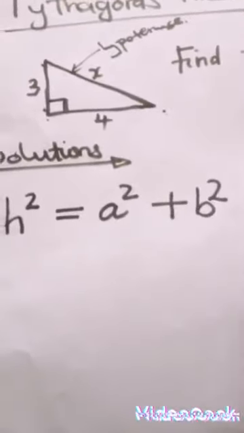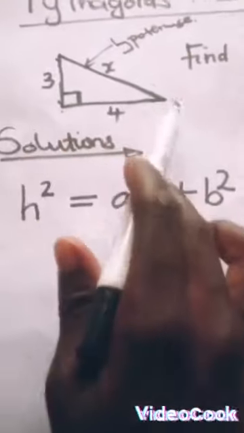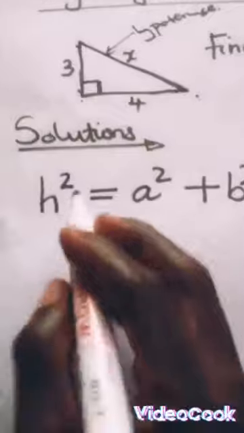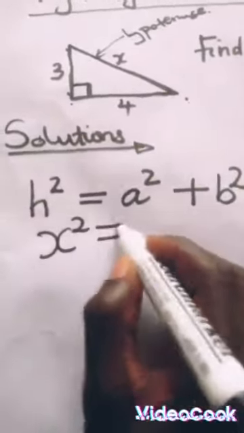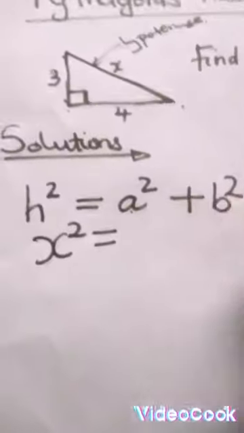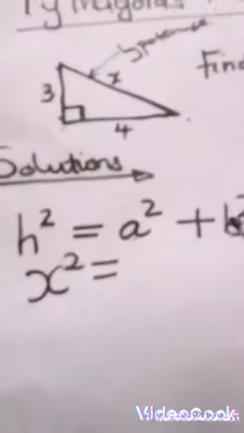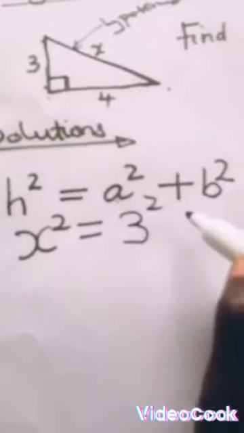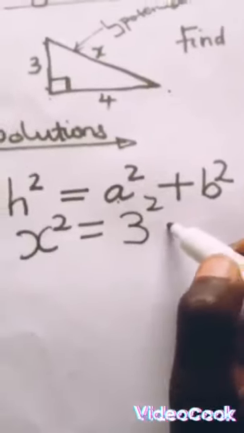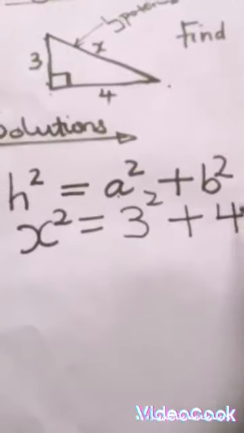plus b squared. So what is h? H represents the hypotenuse. So what is the hypotenuse in this case? The hypotenuse is x. So we say x squared equals, what is a? A can be 3, it can be 4, whatever. As for me, I want to use a as 3, so 3 squared, plus, let me say my b is 4, then 4 squared.